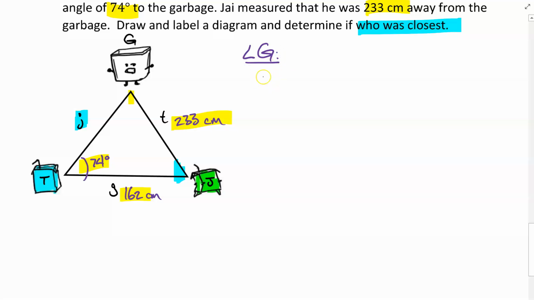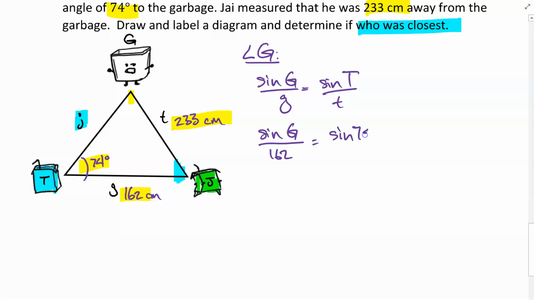We're going to set up the sine law, and we're going to say the sine of G over lowercase g is equal to the sine of, and we're just going to cut straight to the chase. We know that we have capital T and lowercase t, so I'm just going to write that there. Because we only need these two parts, I'm not going to bother writing out j and j. It's not necessary. Let's plug in what we do have, and you're going to see that we have sine G over g, which is 162, is equal to sine T, which happens to be 74 over 233.